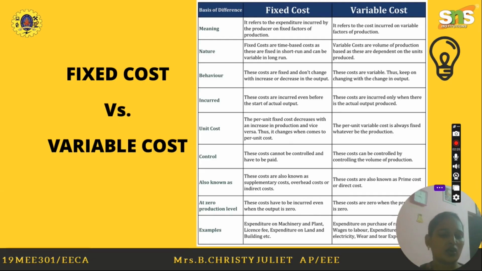A few examples for fixed cost are expenditure on machinery, plant, license fee, land, building, furnitures. The investments on those will come under fixed cost. Whereas variable costs are purchase of raw materials, wages for laborers, and electricity, wear and tear expenditures. These come under the variable cost. I hope in this video you have a clear idea about the different types of cost that are available and that can be used to calculate the total cost of a product.